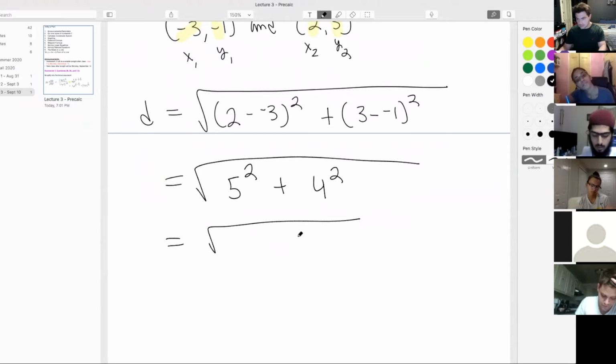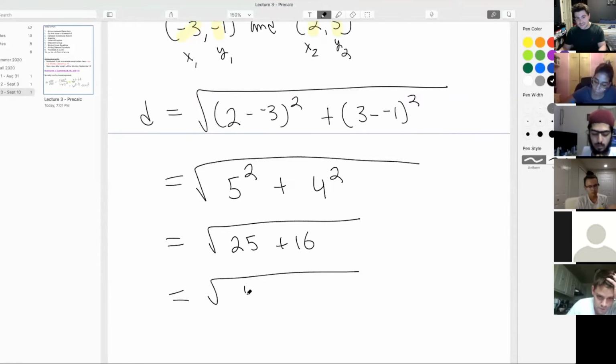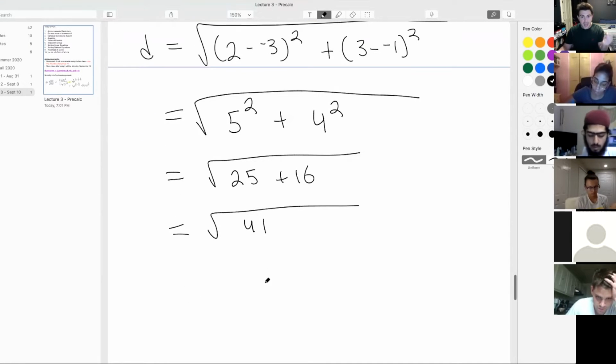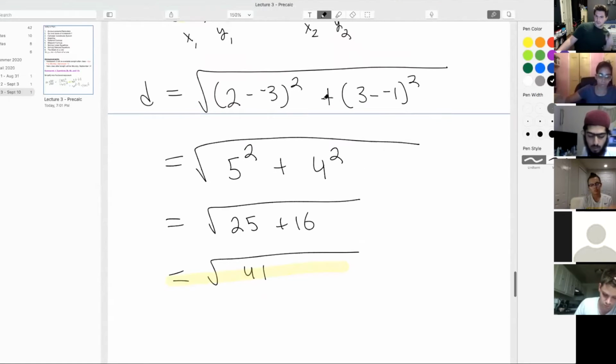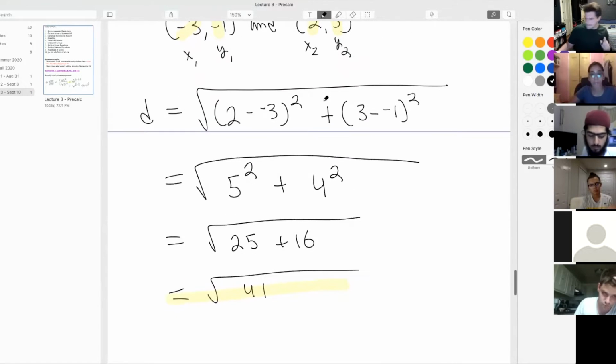Good, and we're almost done. 5 squared is 25, 4 squared is 16. Keep going. 25 plus 16 is 41. And this cannot be simplified any further. So that's the answer. All right. So everyone cool with this?